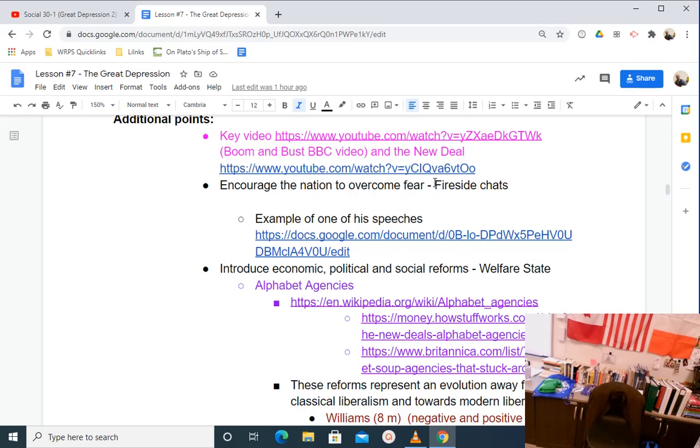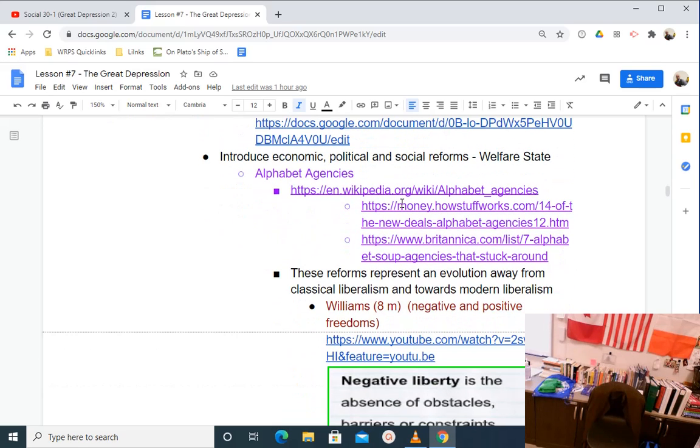He did these fireside chats so that he could speak directly to the American people, rather than hiding like some of our current politicians. Every day he would speak directly to the American people to try to calm them and provide leadership. Here's a thorough list of the alphabet agencies.